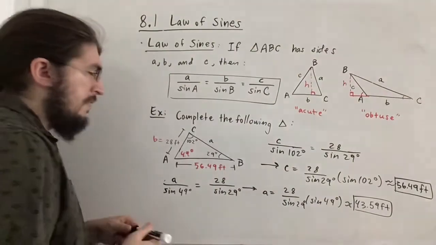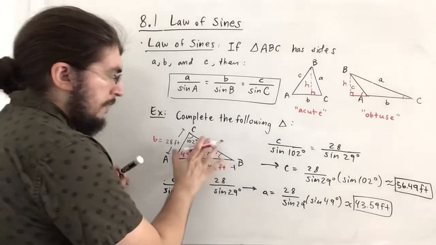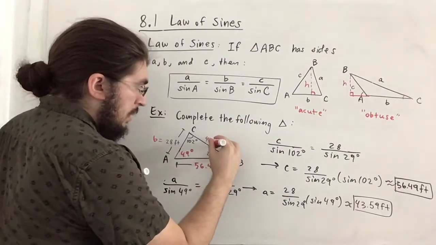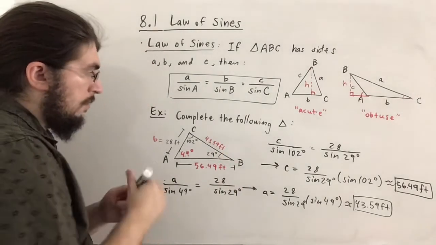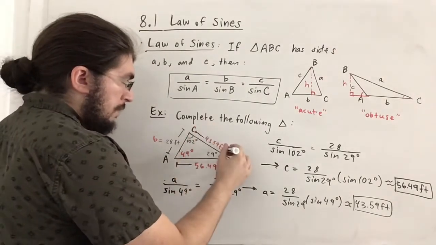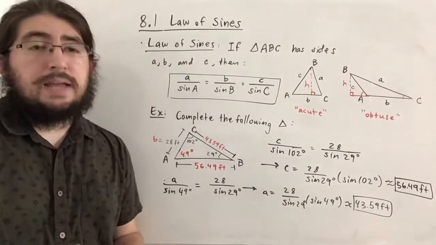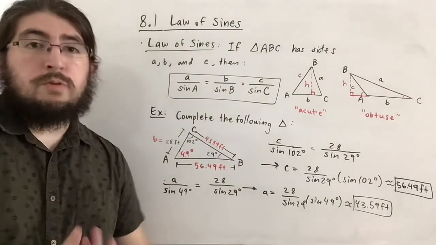And we have basically everything here boxed, but of course I'm going to write it in red like I said I would with the other ones. So it's 43.59 feet, and perfect. Now we're all set to go. The triangle has been completed. We know all of the sides and all of the angles. And now we'll move on to a few more examples.